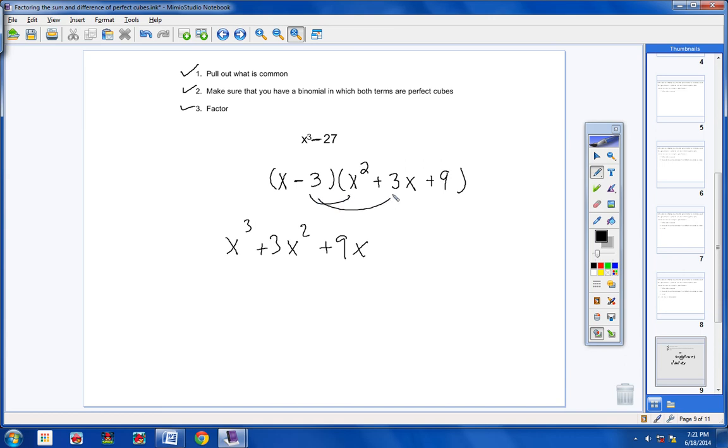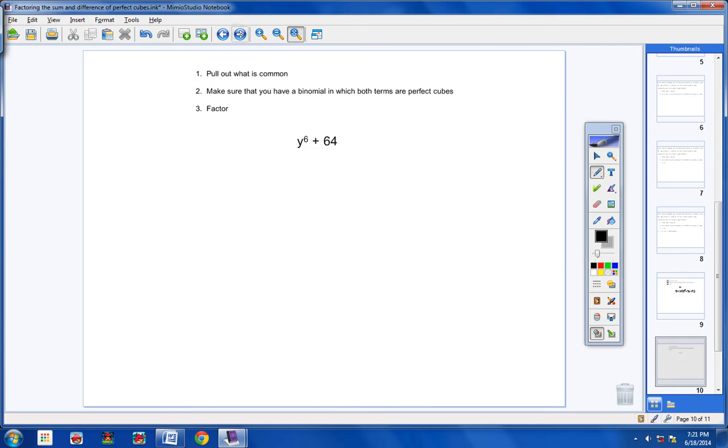Now I'm going to take this negative 3, and multiply it through the other parentheses times each term. Negative 3 times x squared is negative 3x squared. Negative 3 times 3 is a negative 9x. And negative 3 times 9 is a negative 27. Now, notice your 3x squared cancels with your negative 3x squared. Notice your positive 9x cancels with your negative 9x. And you're left with x cubed minus 27. So you need to memorize this procedure when it comes to factoring the difference or the sum of perfect cubes. Let's try two more.